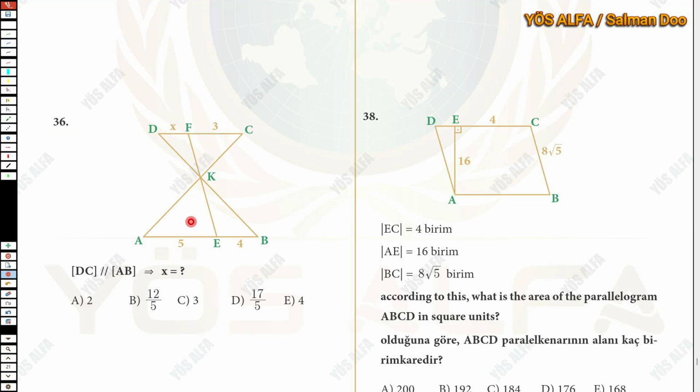6. DC is parallel to AB. Okay, we're asked to find x. From these two triangles, we know that the ratio of this 3 and 5 is the same as the side ratio 3 and 5 or 3 and 5. Okay, these are the ratios, so I'm not going to write 3k, etc., but you know that this is not 3 exactly, but the ratio is 3 over 5. Okay, so let's talk about x in these two triangles. So x over 4 is equal to 3 over 5. From here, we have x is equal to 12 over 5. So the answer is B.